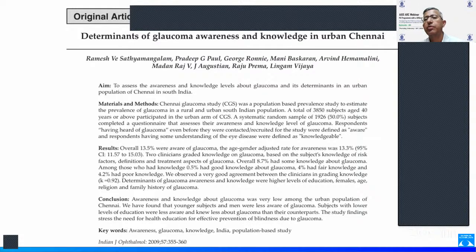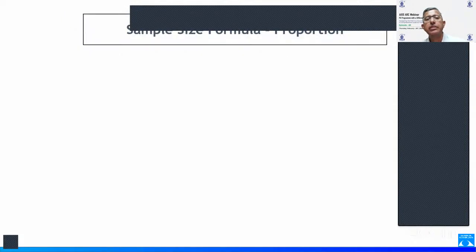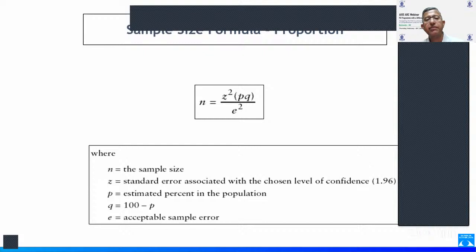And you want to know what is the existing data on this, and you look back, and there's this paper in the Indian Journal of Ophthalmology which has looked at it and has found that 13.5% of people were aware of glaucoma. You plug this into the formula for sample size calculation for a proportion, which looks like this, where n is the sample size, z is the standard error, p is the estimated percent in the population, and q is 100 minus p, and e is the acceptable sample error.